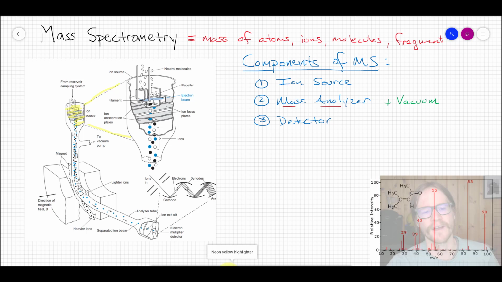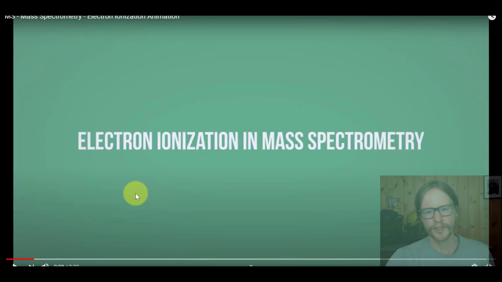And if you have your ions now in a positive state, that'll allow them to interact with some sort of magnetic or electrostatic fields to parse out different things based on mass. So our mass analyzer in this case, and actually before I do that, let me show you a quick animation of that. All right, so I'm going to show you electron ionization, the simplest form of ionization.